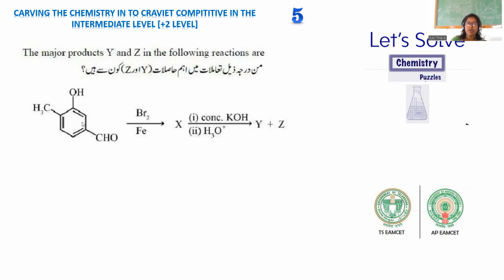Let's see, it is the compound benzaldehyde, where the meta position has a hydroxy group and the para position has a methyl group. So 3-hydroxy-4-methylbenzaldehyde is the name of the compound. Upon treating with bromine in the presence of iron, in this Friedel-Crafts type reaction the hydroxy group will direct the bromine towards the para position, so we will get the para bromo with respect to OH. That will be compound one.